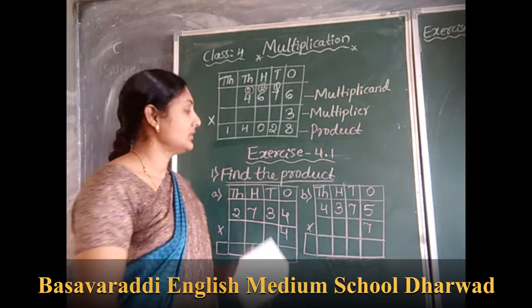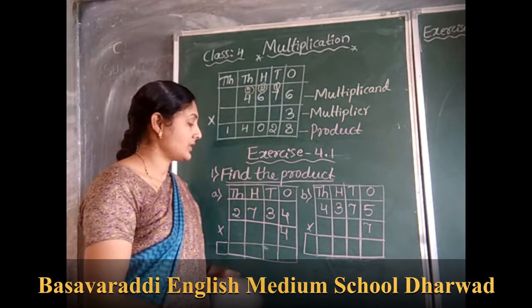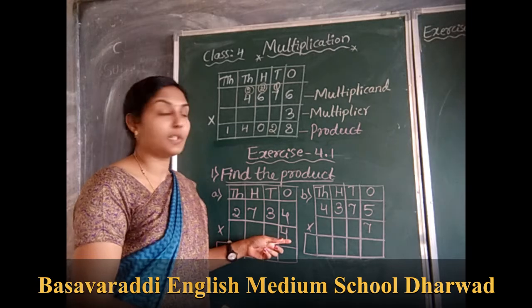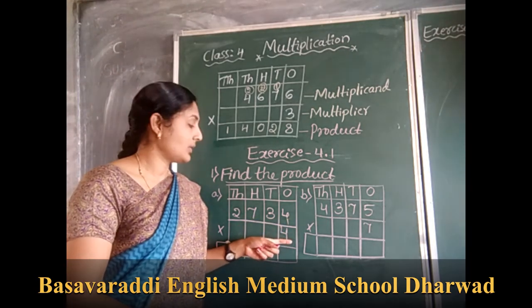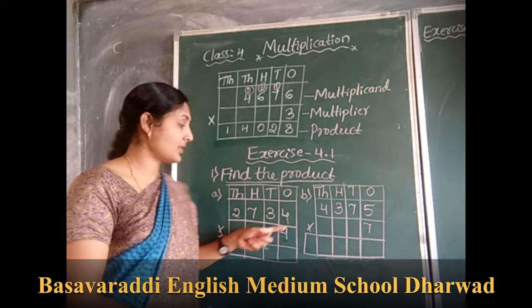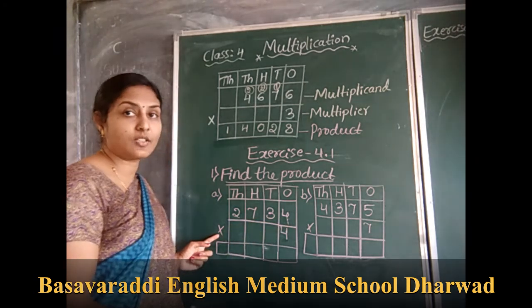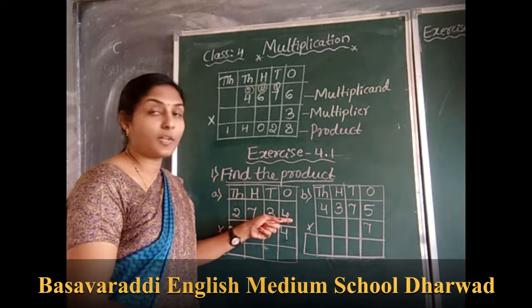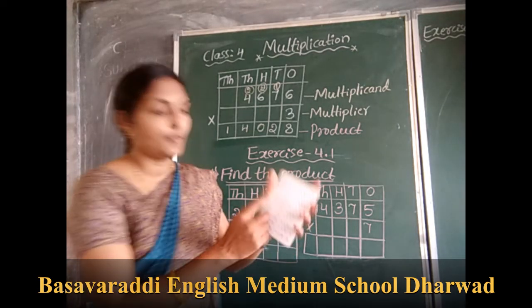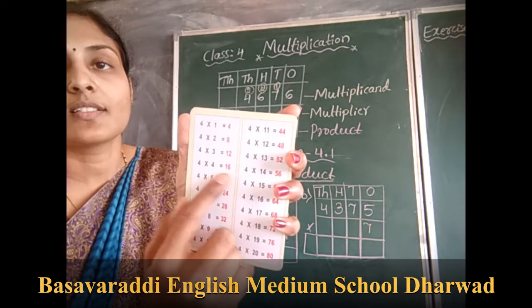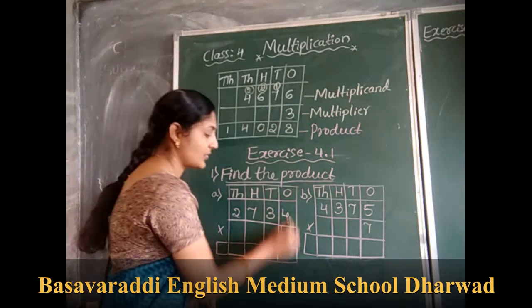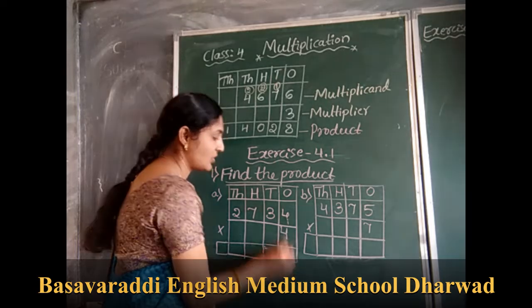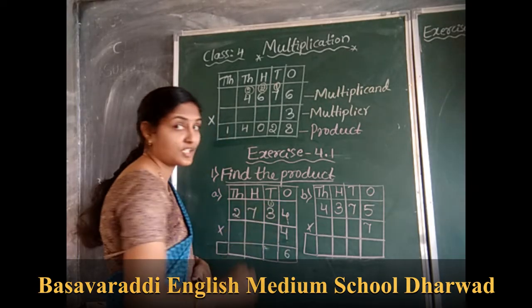How to do the problem here? We know the 4 is the multiplier. So the 4 is multiplied 4 times. The symbol is multiplication. That means 4 4s are 16. So write the 6 in the ones place, and 1 carry over to the tens place.